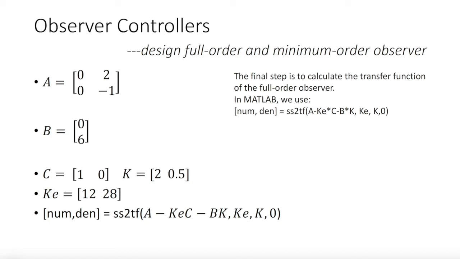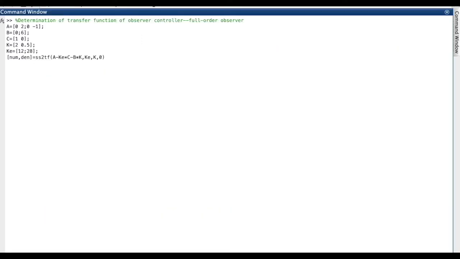Instead of A, we should use A minus KE multiplied by the C minus BK and KE and K, then 0. Our new A is A minus KE C minus BK, our B is KE, our C is K. Using this kind of equations, the transfer function will be computed here.